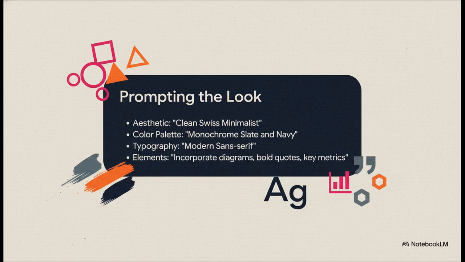For colors, go with monochrome slate and navy. For fonts, modern sans serif. Then just tell it to include things like diagrams and bold quotes. These prompts are like a cheat code to get the AI to generate the exact style we want.